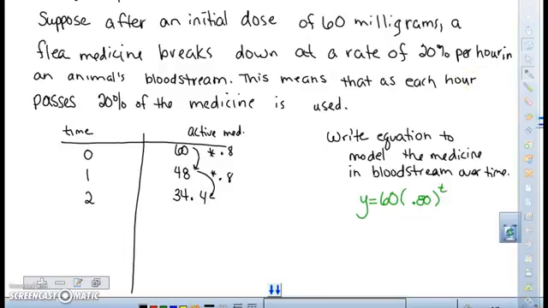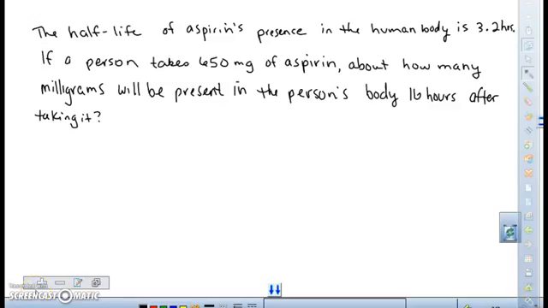All right, let's look at another one. Okay, the half-life of aspirin's presence in the human body is 3.2 hours. If a person takes 650 milligrams of aspirin, about how many milligrams will be present in the person's body 16 hours after taking it? So this word half-life means that if you took 100 milligrams, 3.2 hours later you'd have 50 left in your body. You'd have half left. So every 3.2 hours, you're only going to have half of what you started with.